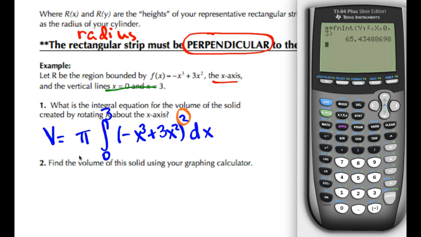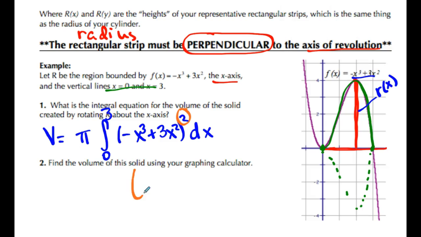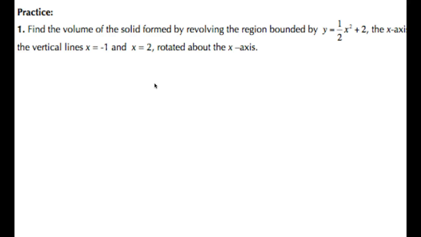And so this gives me a volume of approximately 65.435, and it would technically be units cubed. You don't have to put units cubed unless it's asked for. So that's kind of the idea of what we're doing. Let's do a few more examples.